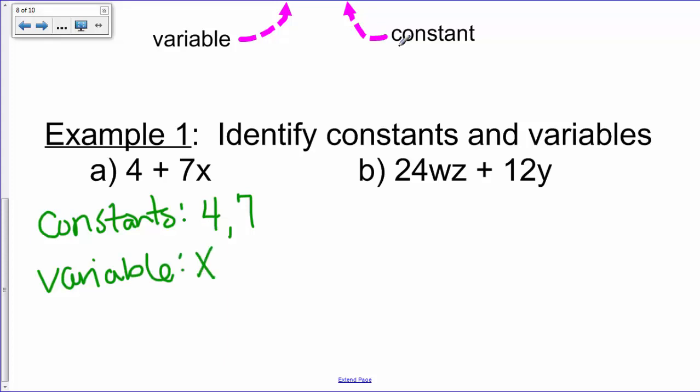We're going to do the same thing over here. The constants will be what doesn't change, and what doesn't change is going to be our numbers. So we have 24 and we have 12. Pretend that looks like a 12. And our variables are going to be w, z, and y.